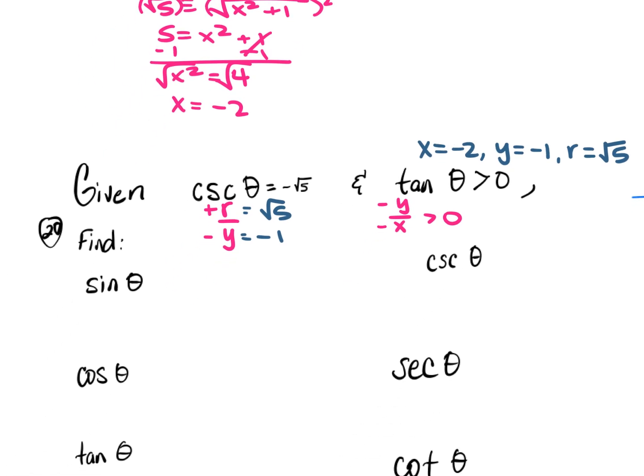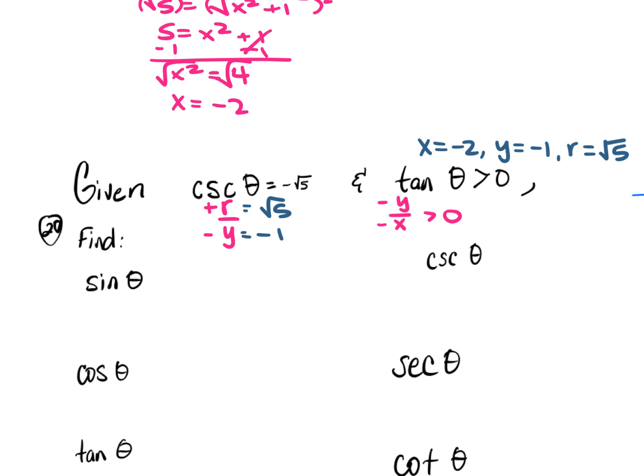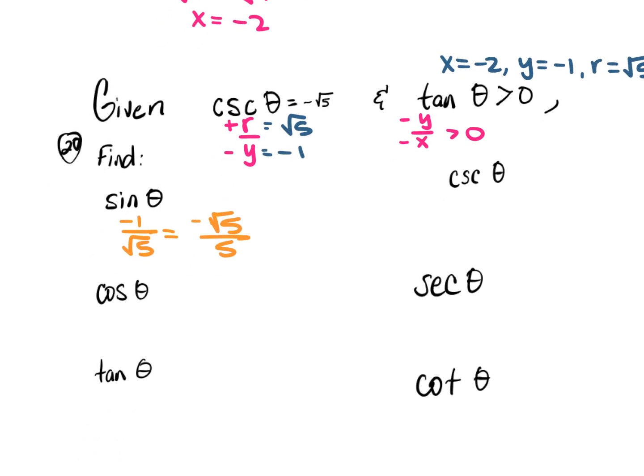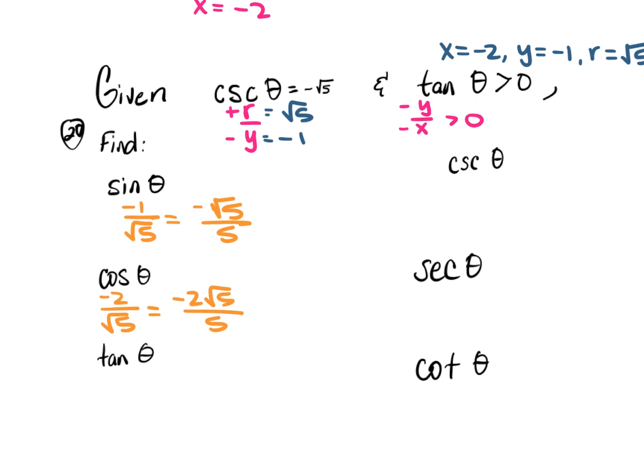So this means that our sine theta is y over r, so that's going to give us negative 1 over the square root of 5. You simplify that by rationalizing the denominator, and that's the negative square root of 5 over 5. For cosine, that's x over r, so that's going to give us negative 2 over the square root of 5. Rationalize your denominator, that's negative 2 square root of 5 over 5. Tangent theta, we're going to have negative 1 over negative 2, which simplifies to be 1 over 2. Cosecant theta, we were already told that that's the negative square root of 5, so we just write that down.